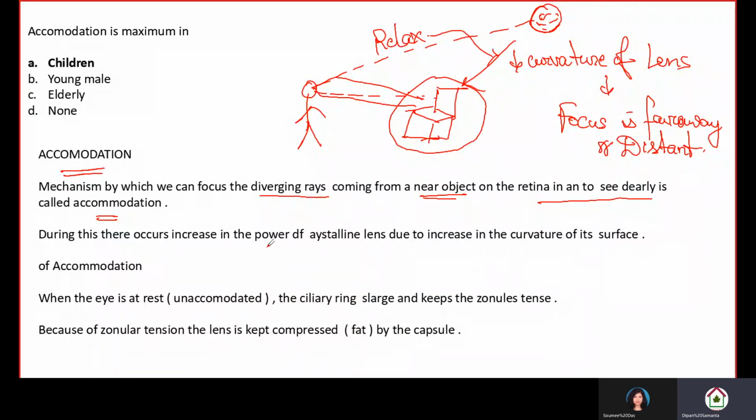Now during this accommodation, what happens? There occurs an increase in the power of the crystalline lens due to an increase in the curvature of its surface. When the eye is at rest or unaccommodated, the ciliary ring remains large and keeps the zonule tense. Because of zonular tension, the lens is kept compressed or flat by the capsule.